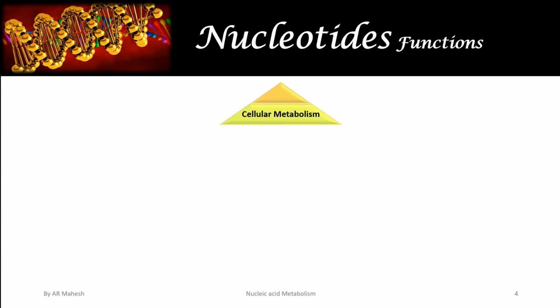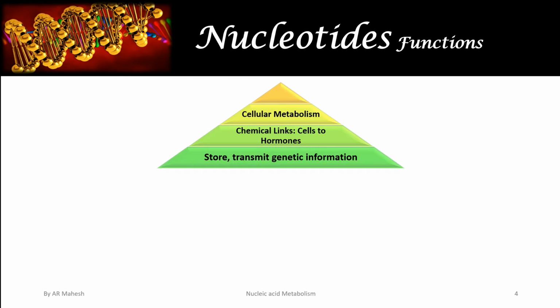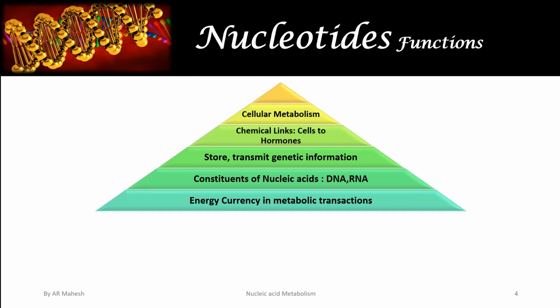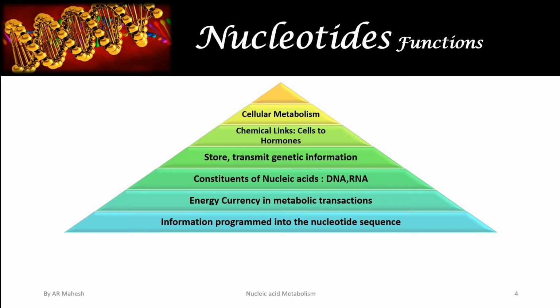Coming to the functions of these nucleotides, they are the main components of cellular metabolism. They are the chemical links to the cells, that means the cells to hormones. The link is through these nucleotides. They store and transmit the genetic information. They are constituents of the nucleic acids, DNA and RNA. The energy currency in metabolic transactions is these nucleotides. Information is programmed into the nucleotide sequence.